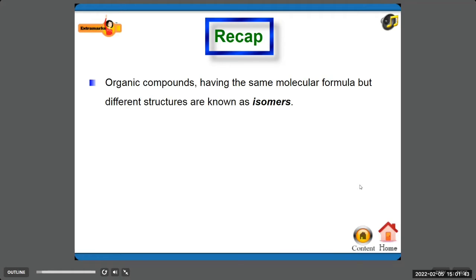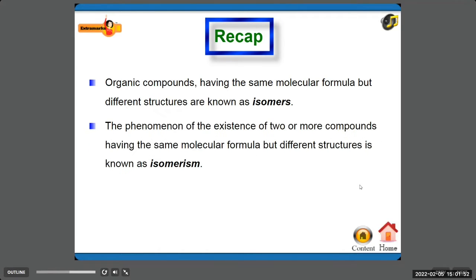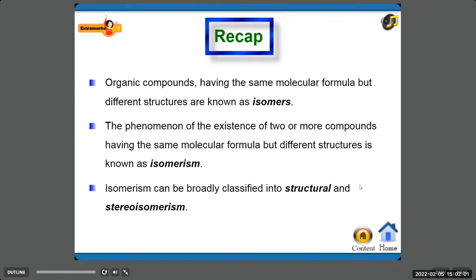Let us have a quick recap. Organic compounds having the same molecular formula but different structures are known as isomers. The phenomenon of the existence of two or more compounds having the same molecular formula but different structures is known as isomerism. Isomerism can be broadly classified into structural and stereoisomerism.